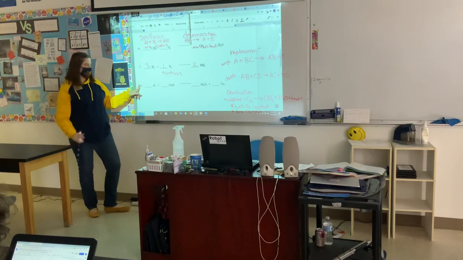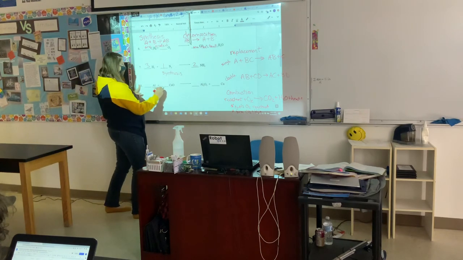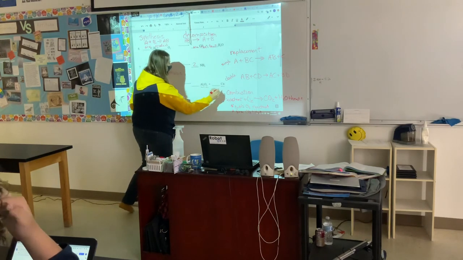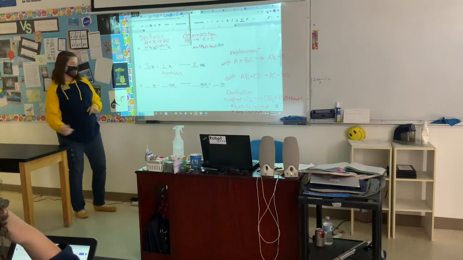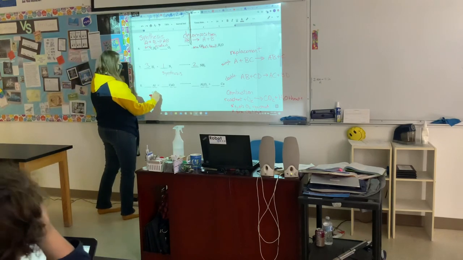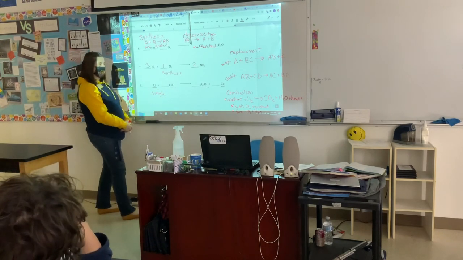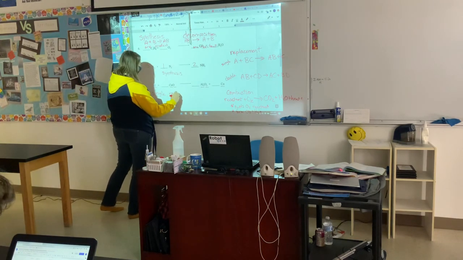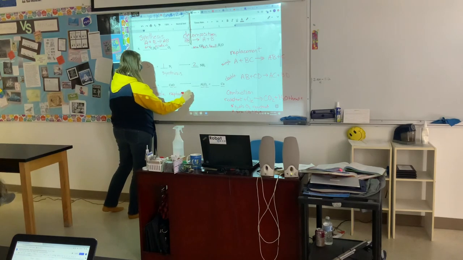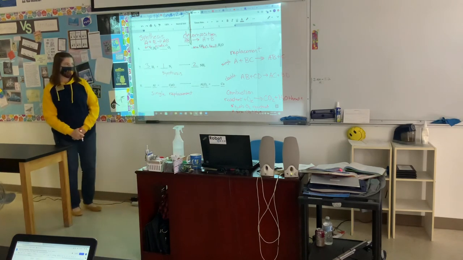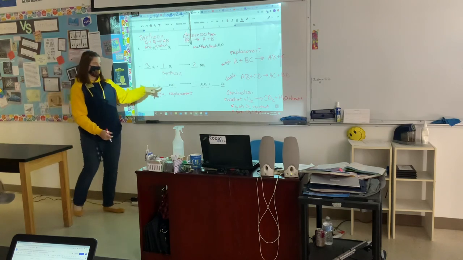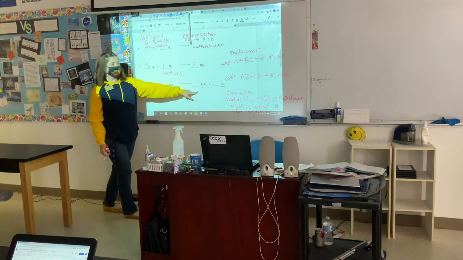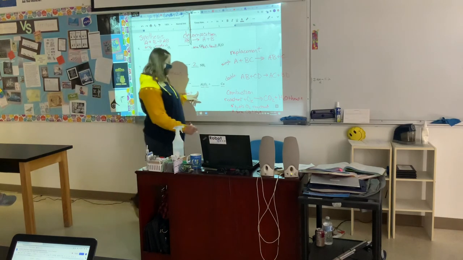Number eight. I have this, and I have this. Replace. I have this, and I have this. Single replacement. I feel so bad for Copper. Single replacement. How do I balance this? Well, I'm going to look for wherever I see the bigger numbers. I think I should start off with this aluminum oxide.